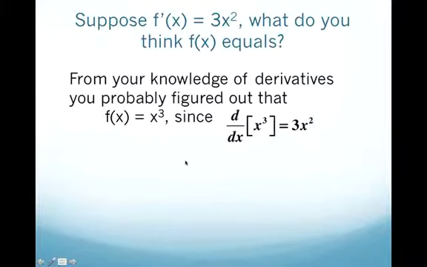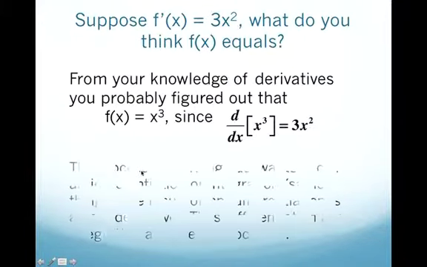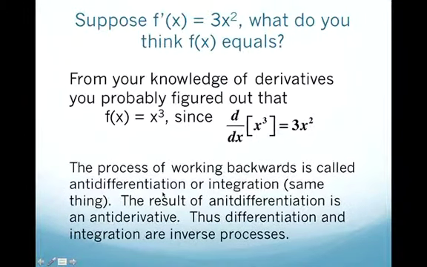And this process of going backwards is called antidifferentiation. You will hear antidifferentiation and integration. They're exactly the same. They're interchangeable, so please be comfortable with both terms. The result of this process is the antiderivative, and so we find out that differentiation and integration are inverse processes, just like addition, subtraction, exponents, and logs, and everything else. So being able to move forwards and backwards now.